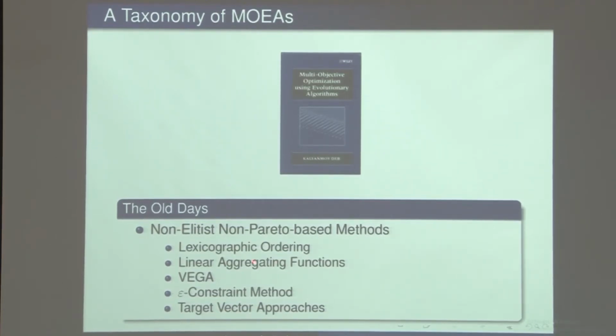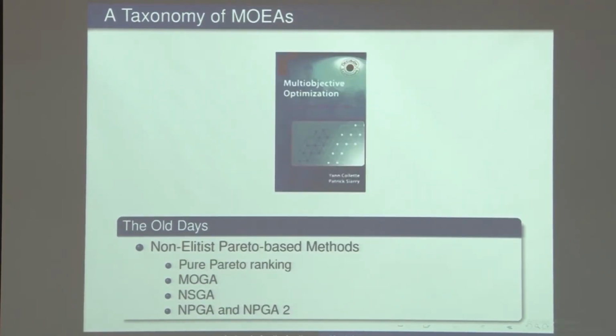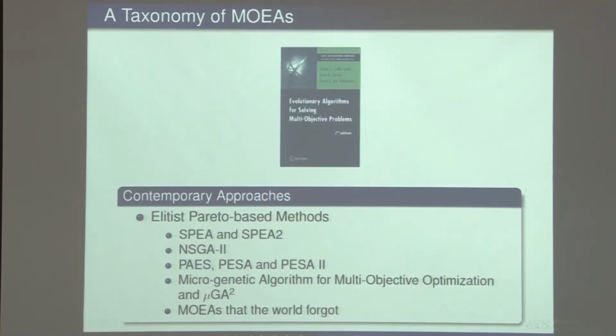So we have the non-elitist, non-Pareto. All the nons mean bad, right? This is like the worst you can get, but we have to see these methods. These are the oldest. Then we have the non-elitist, Pareto-based. This is not that bad. It's getting better. As we remove the nons, it's getting better. Then we have the contemporary.